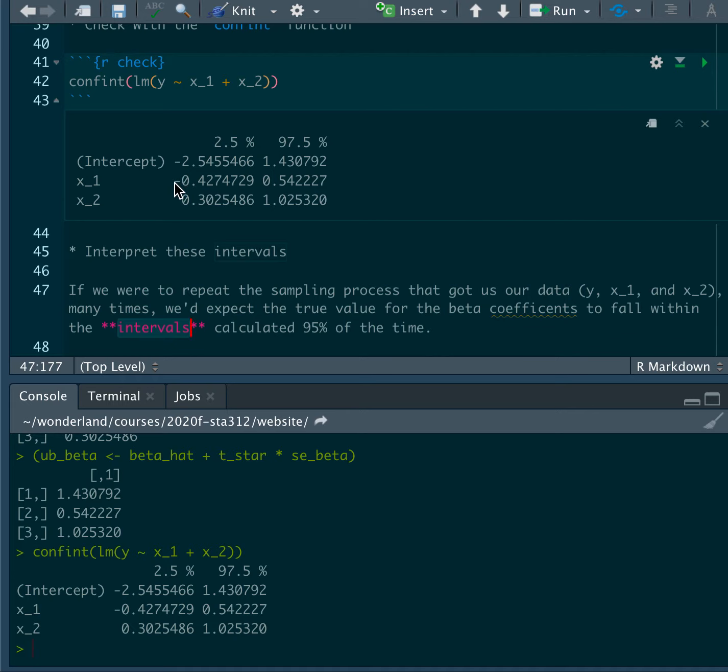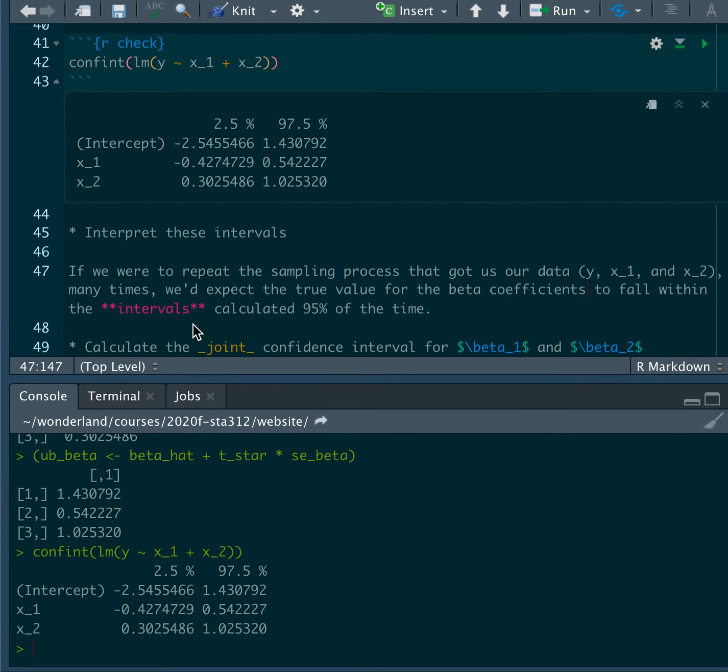Now, I've highlighted intervals here because what I mean by this is we are not saying that, for example, the true beta 1 is between negative 0.4 and 0.5. That is not true. It's not between those values 95% of the time. If you remember from that app we created, this is just one of the many intervals that could be calculated. And what we're saying is we expect the true coefficient to fall within the confidence intervals that are calculated 95% of the time. So each time we're going to get a slightly different confidence interval, but we'd expect that 95% of these intervals would contain the truth. So the confidence intervals really tell you something about the sampling process.